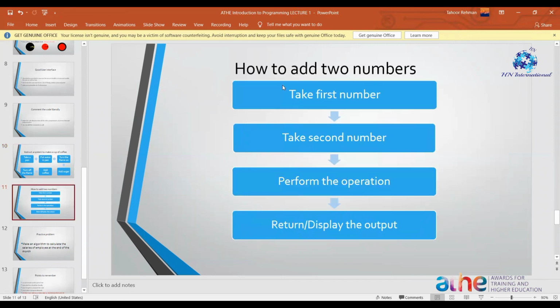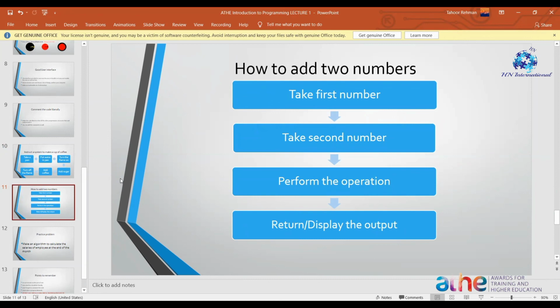So the next one is how to add two numbers. When we are writing a code, or performing this task on paper, we have to take the first number. If we have numbers, then we can calculate the output. So first we will take the first number, and then we take the second number. Then we perform the operation. What will the operation be? Adding the two numbers, and at last we display the output.